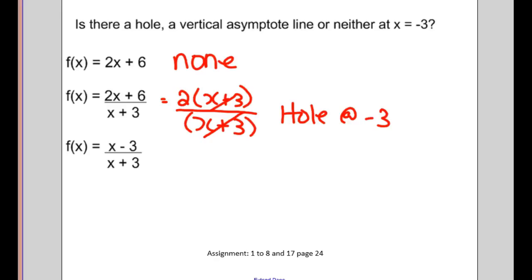Looking at the next one, x minus 3 and x plus 3 on the top, x plus 3 on the bottom, and we can't cross anything off. We can't really factor this right now, so are we going to be left with a vertical asymptote or a hole? We'd have a vertical asymptote, and it would be at x equals minus 3, right?